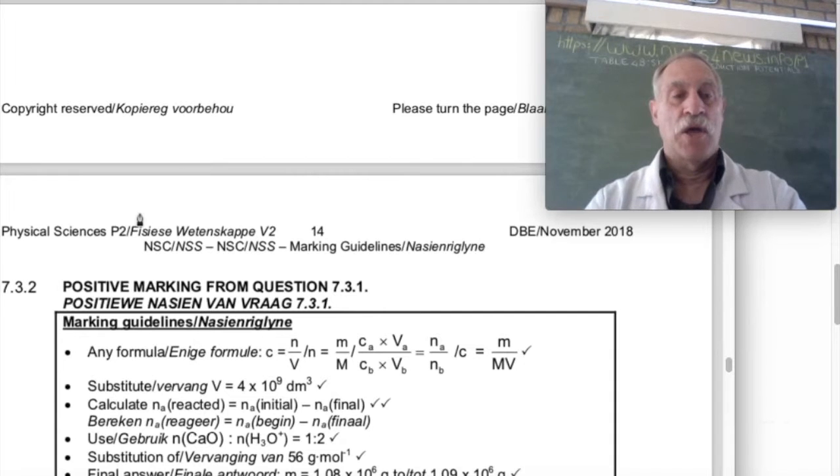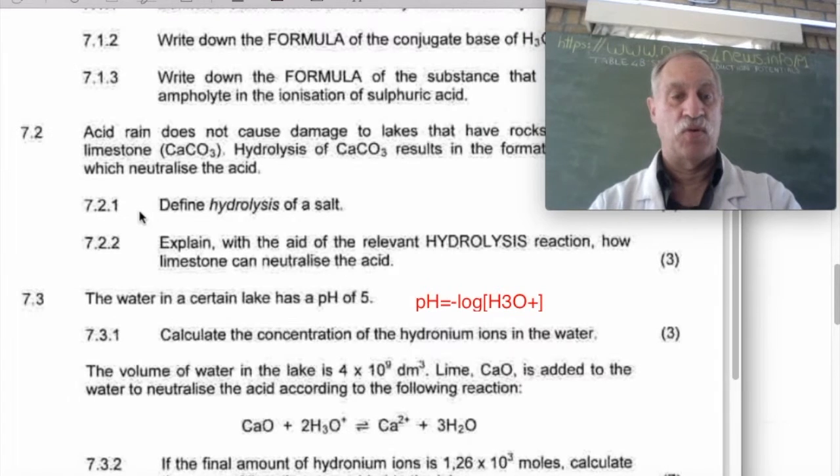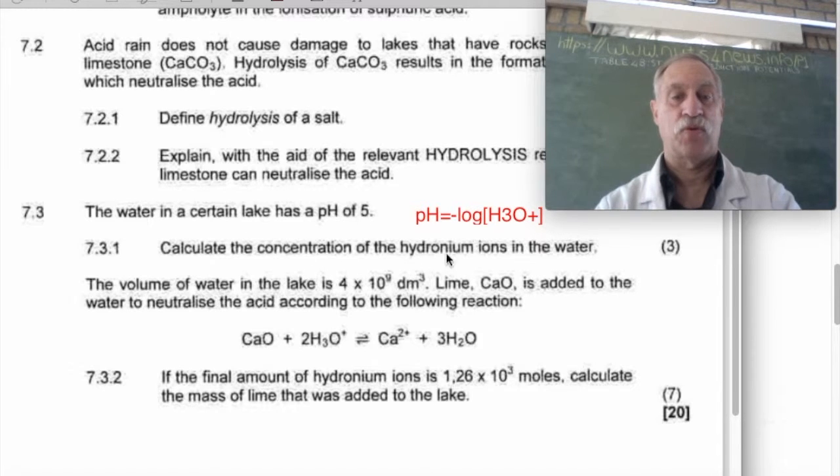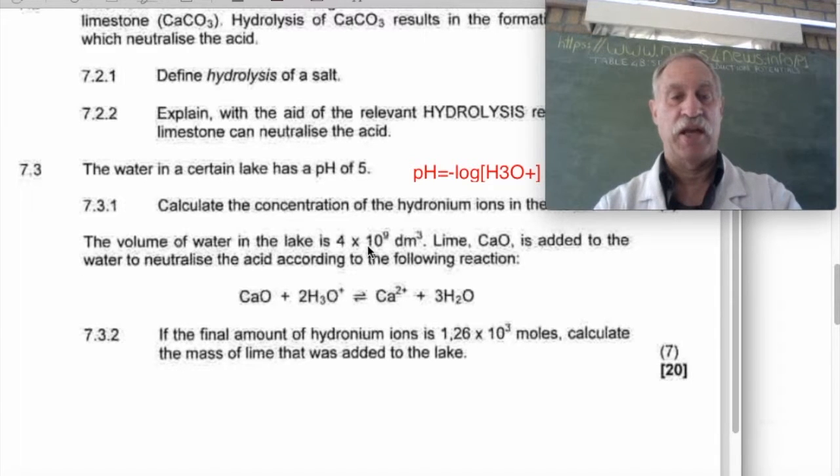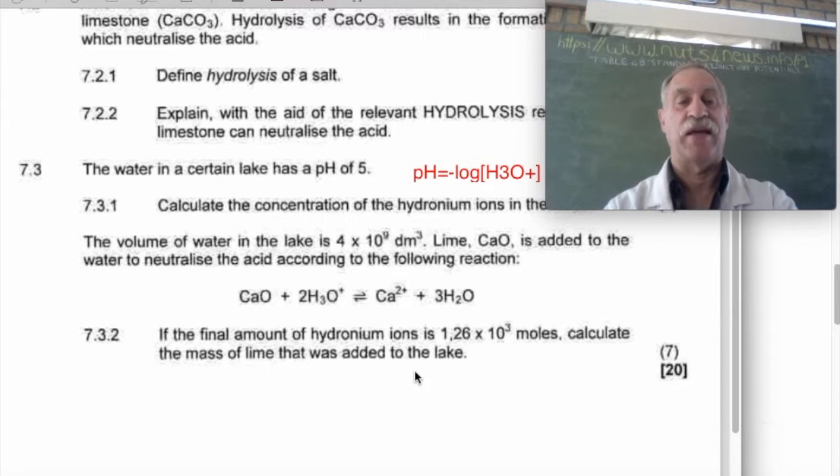Then the second part of that question, so we've calculated the concentration for 3 marks on the calculator. The volume of water in the lake is 4 times 10 to the 9 decimeters cubed. Lime or calcium oxide is added to the water to neutralize the acid according to the following reaction. Nice, they give us calcium oxide plus water goes to form calcium 2 plus ions and 3 waters. If the final amount of hydronium ions is 1,26 times 10 to the 3 moles, calculate the mass of lime that was added to the lake.